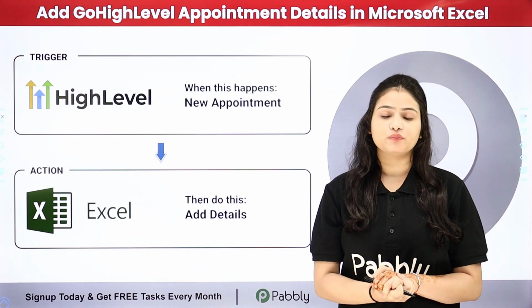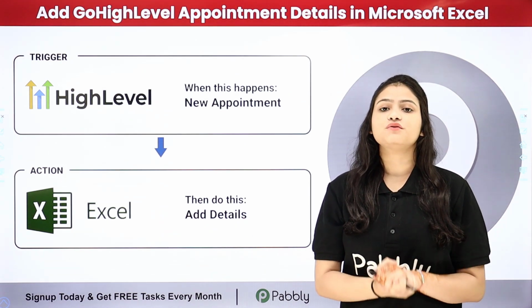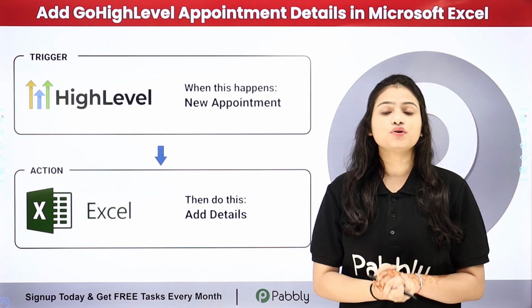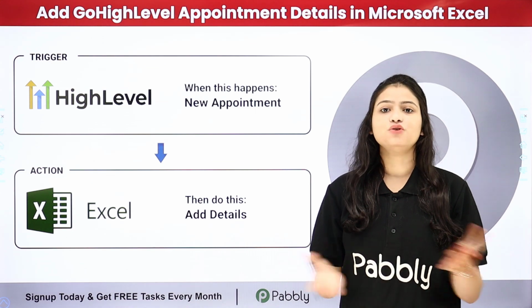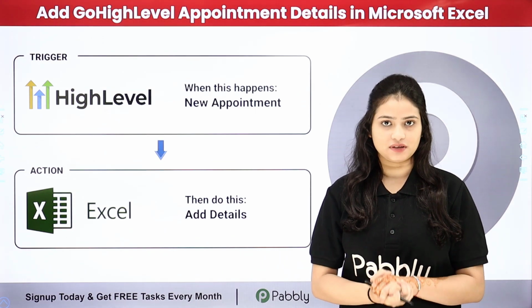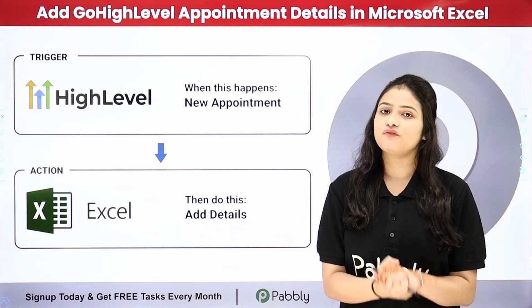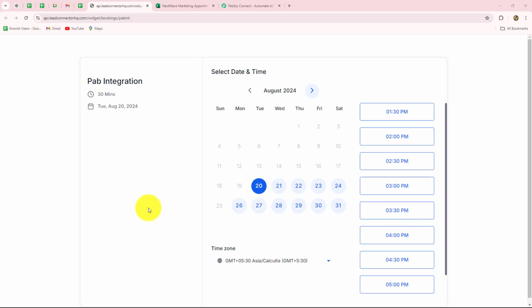So how are we going to automate this entire process? For this, we will have to set up a connection between GoHighLevel and Microsoft Excel. So how are we going to do that? With the help of Pabbly Connect, that too without the requirement of any coding and programming skills. So if you also want to learn this amazing automation step by step, you have to come towards my screen. Welcome to my screen everyone.